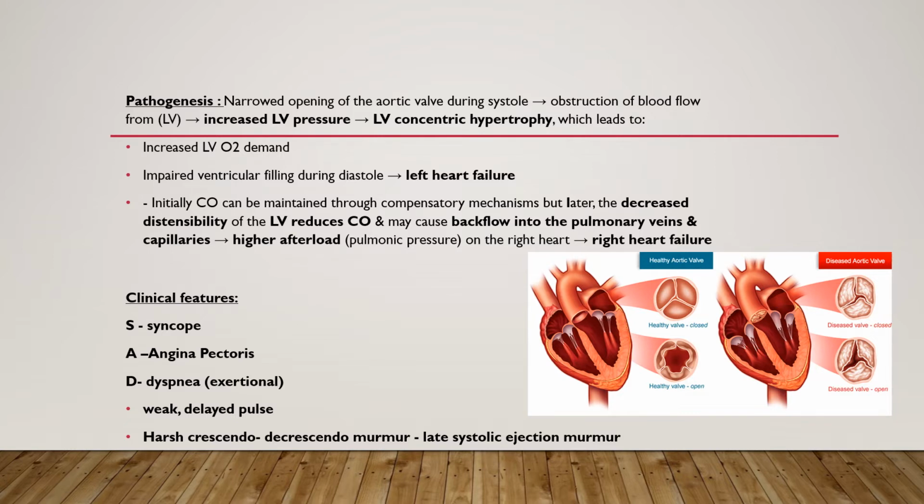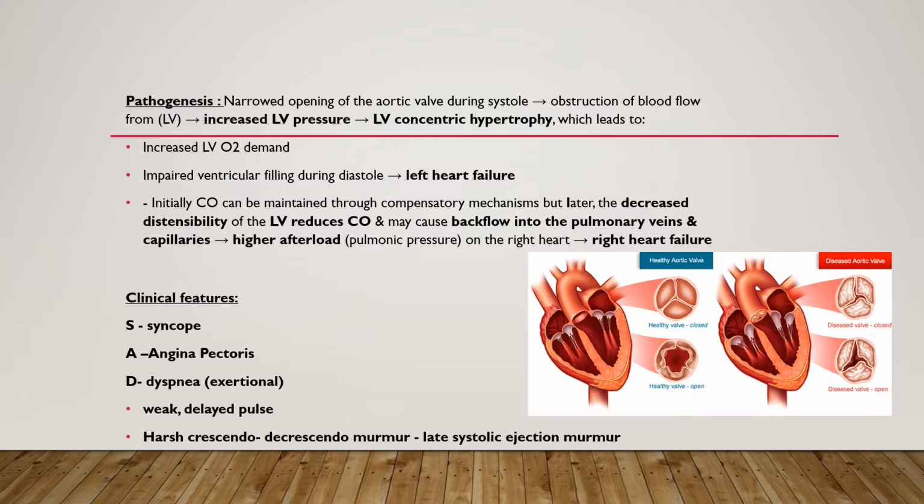And this leads to increased oxygen demand. There's impaired ventricular filling during diastole, leading to left heart failure. Initially, your cardiac output can be maintained. However, later, there is decreased distensibility of the left ventricle because so much blood is trying to pool in that left ventricle. And that's going to reduce the cardiac output, leading to pulmonary congestion.